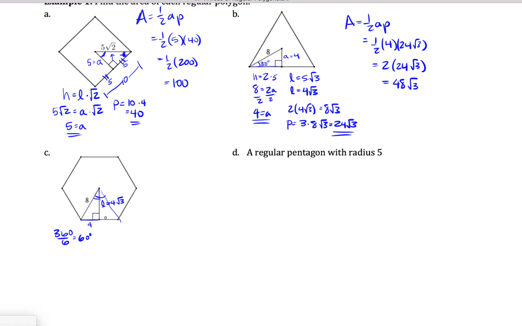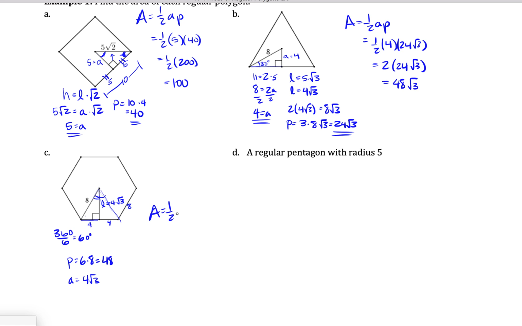4 square root 3. So one side of this is going to be 4 plus 4, which is 8. So one side of this hexagon has a length of 8. The apothem is 4 square root 3. So the perimeter would be 6 times 8, which is 48. And again, the apothem was 4 square root 3.